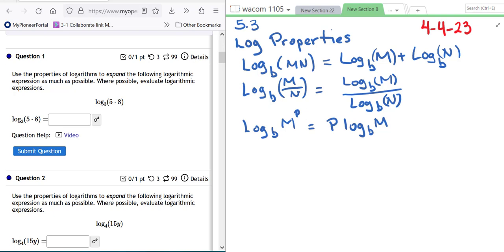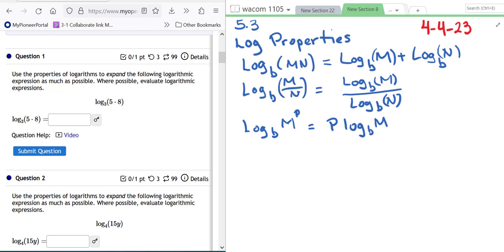So we're working on section 5.3 today. Lots of algebra in this section. And these three properties you need to memorize. Add them to your list of properties from last time. And so we'll just start.